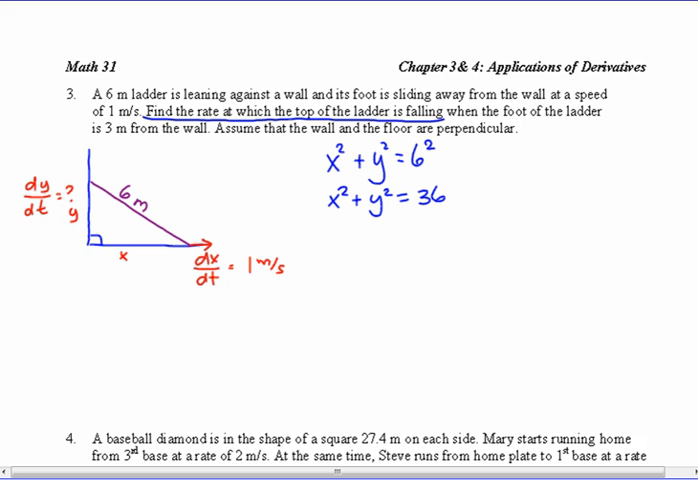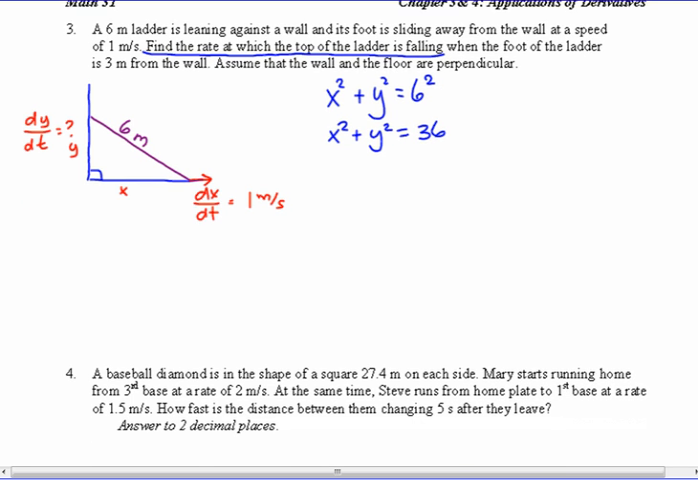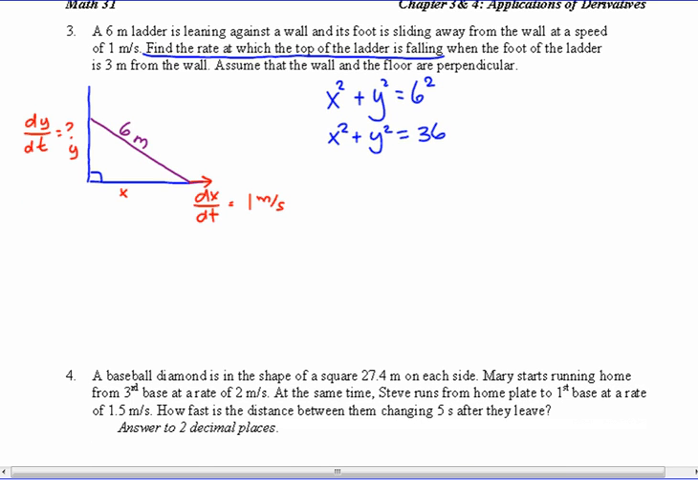So let's go straight to deriving, and then we'll see if we have to figure out information. Let's derive this with respect to time. The derivative of x squared is 2x times dx/dt, derivative of the inside, plus 2y dy/dt equals 0. We know we're looking for dy/dt. We know dx/dt. Do we know x and y at this point?